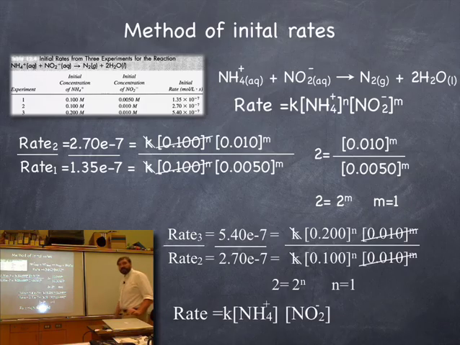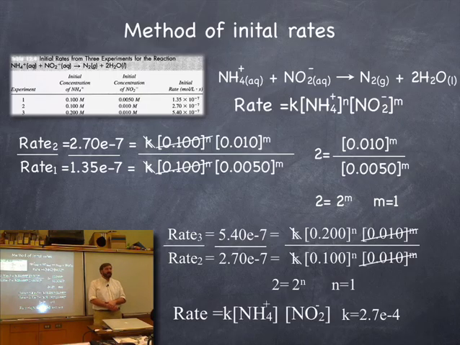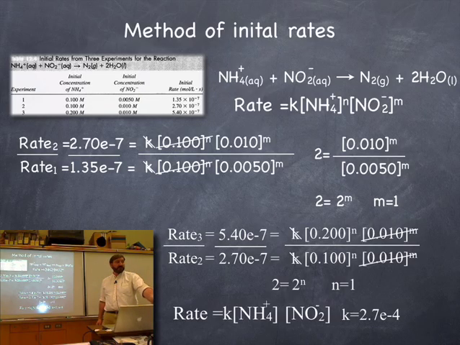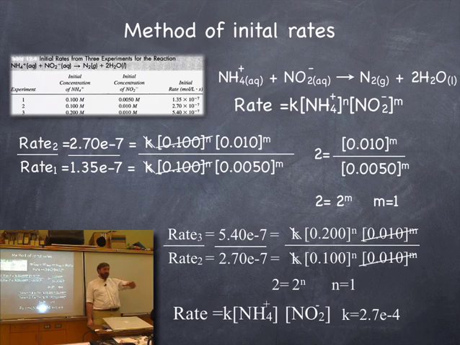Did you get your K value? 2.7 times 10 to the negative 4th. Now, what are the units? Okay, what are the units? So we got it. We know it's going to be 1 over seconds. We've got to have the 1 over seconds in there.